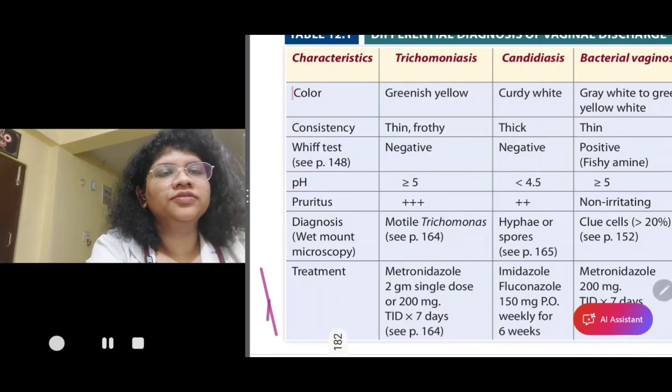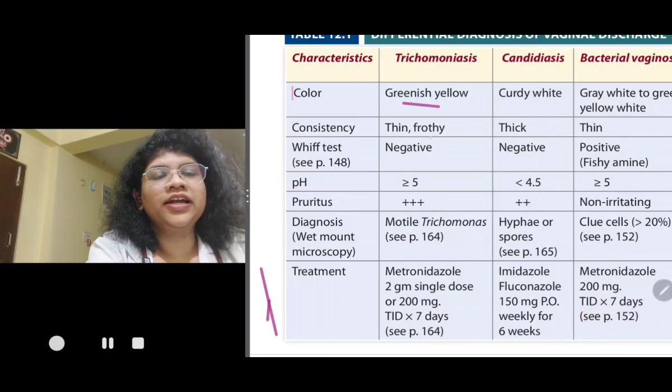Now when it comes to trichomoniasis, the very characteristic color of discharge will be greenish yellow. Okay, it will be greenish yellow. It will be thin and frothy. Whiff test will be negative.